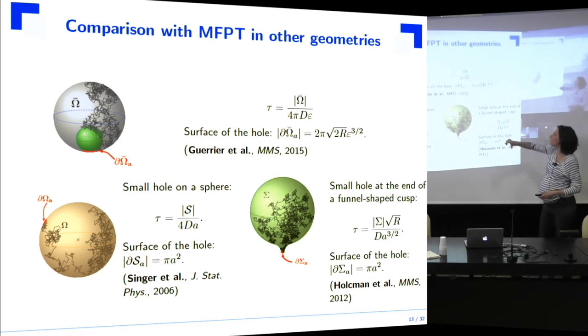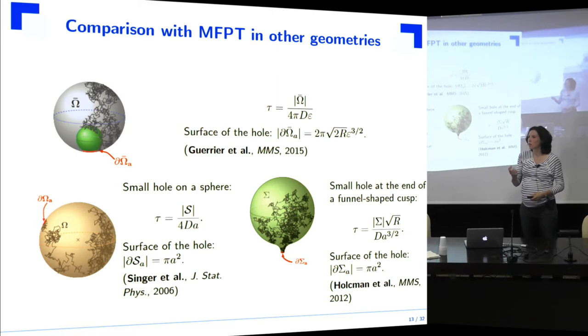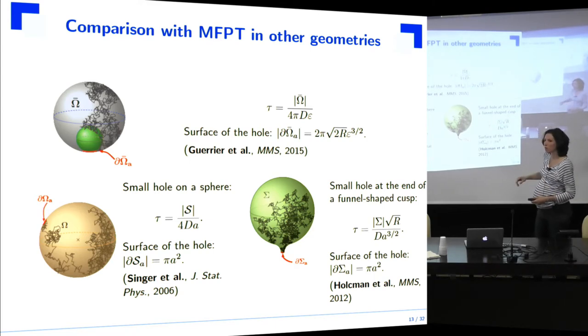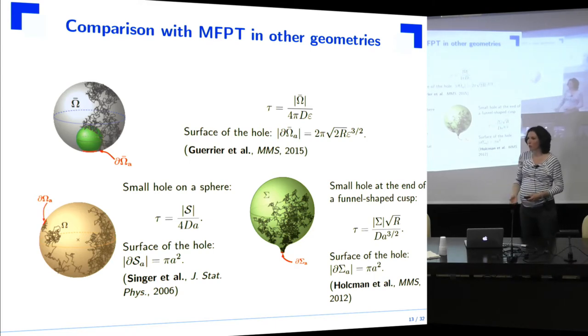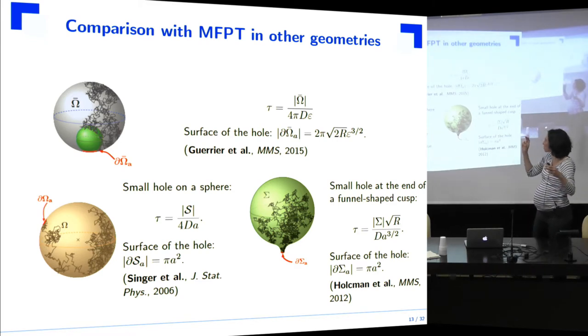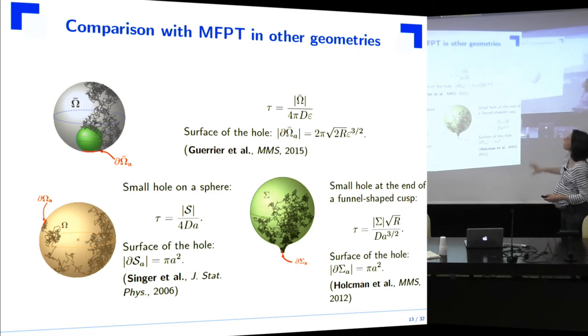So it looks like the surface is not enough to tell us what the influence of the geometry on the mean first passage time is. So we have to redo it for probably every surface. It's kind of the observable surface by the Brownian. I don't know. I think it's an interesting result to look at.